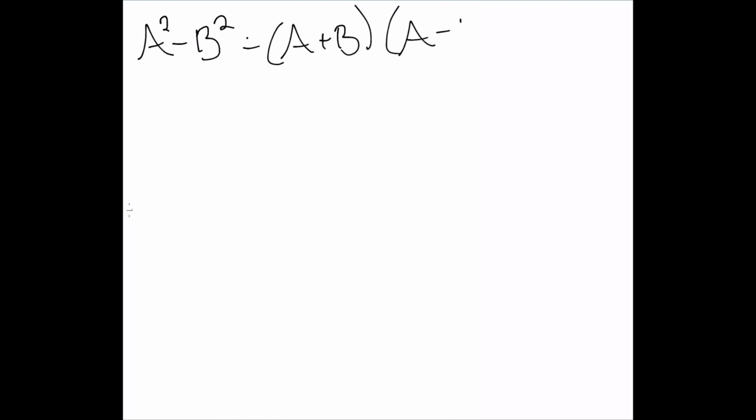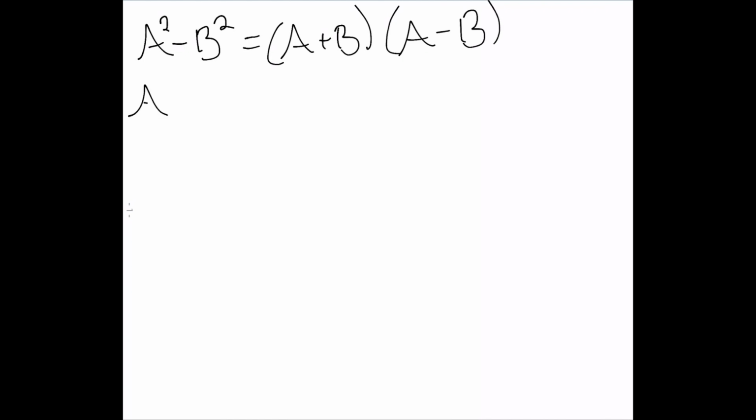Just like we have special formulas for certain multiplications, we also have some special factorizations that we can use to make things a little bit easier. The first, a squared minus b squared, factors into a plus b, a minus b.